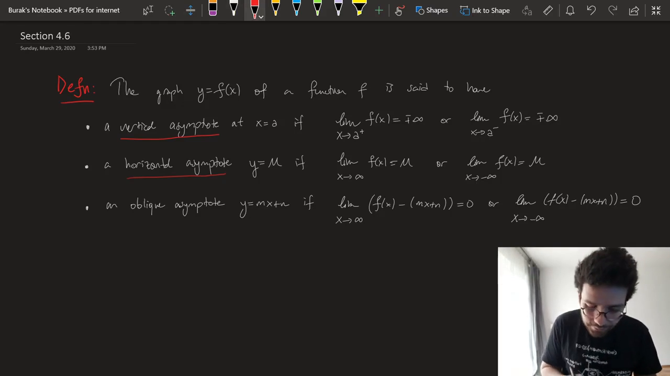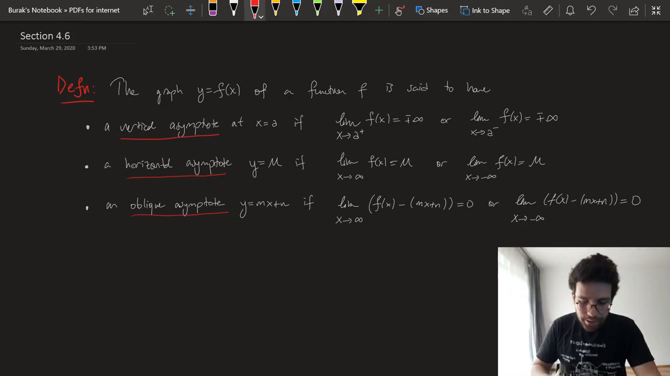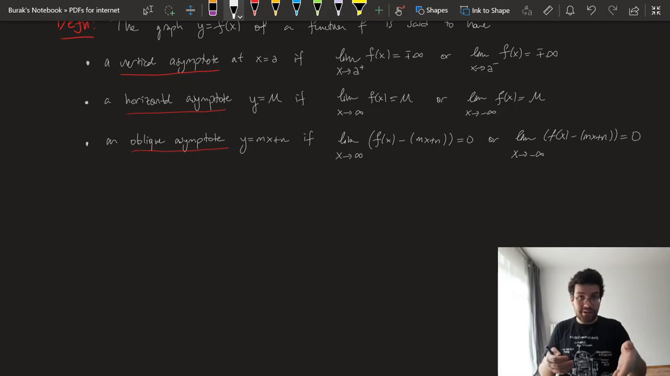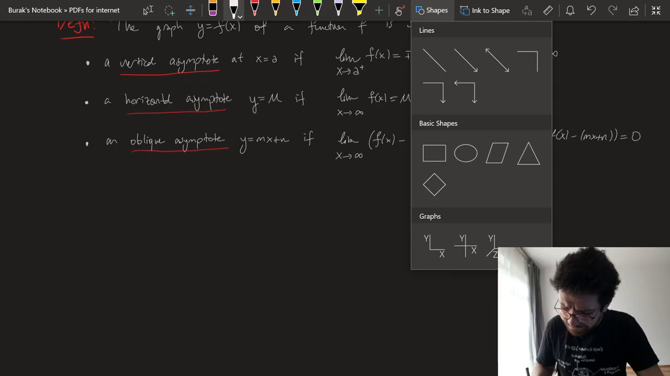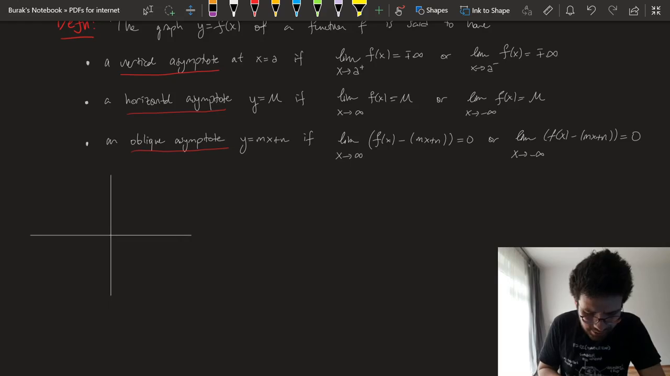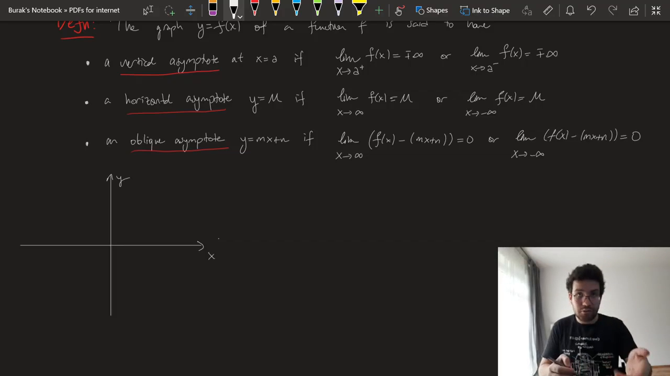Okay, now let me show you how these asymptotes look like by giving some examples. I mean, okay, we're gonna see actual examples in questions, but at the moment, let me just draw some graphs like this. Let's see. Some arbitrary graphs. Okay, I'm just gonna make up some graphs. I don't know which functions correspond to these.